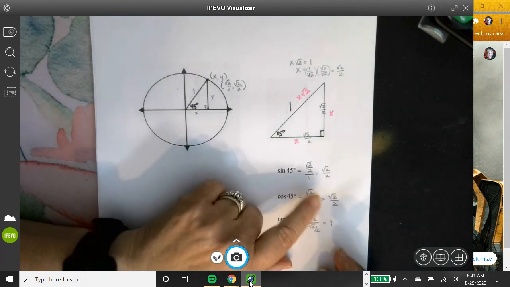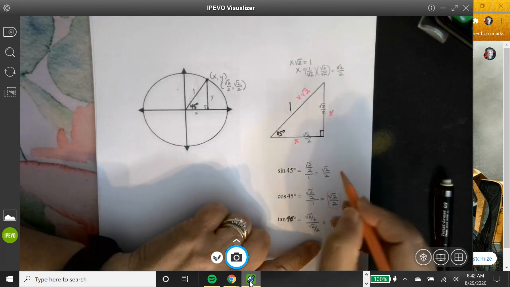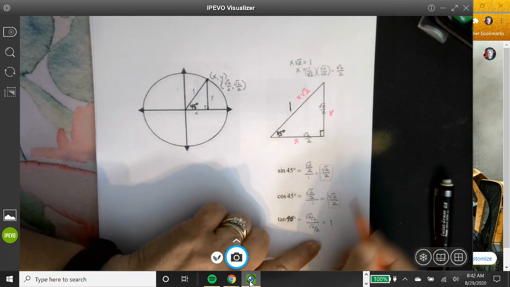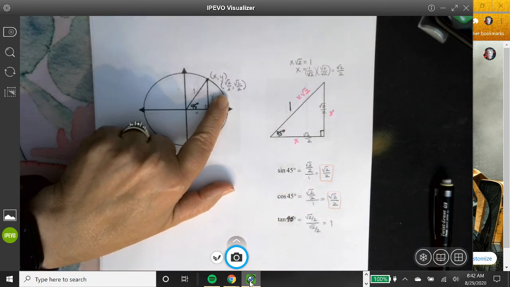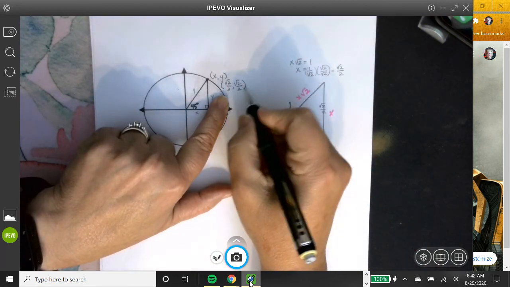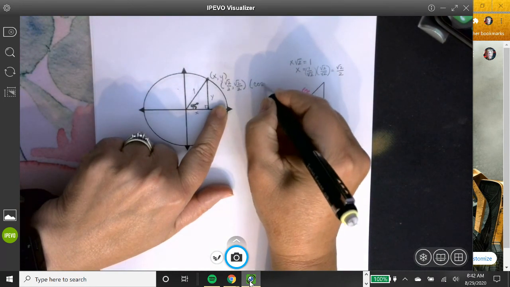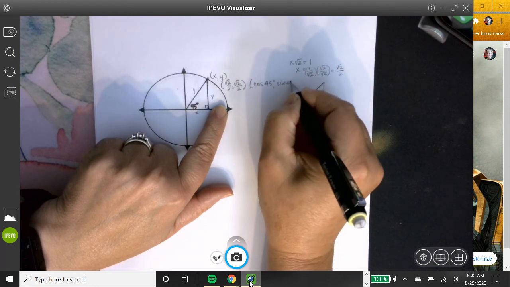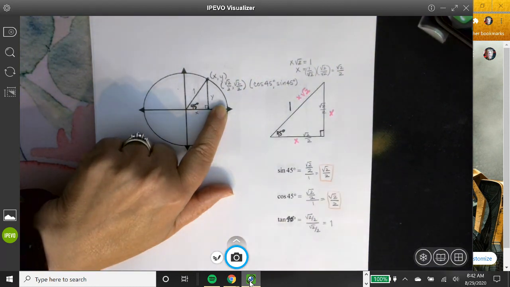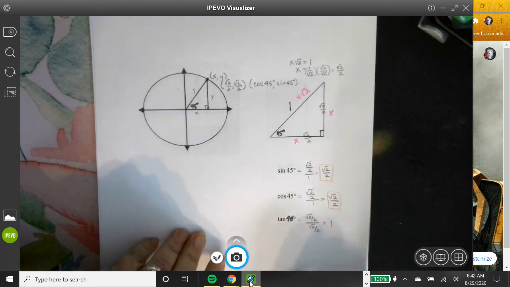Now, where have we seen these numbers before? Well, you know where I'm going, right? Because there they are right there, root 2 over 2, root 2 over 2. So we can say the same thing here. We can say that this point is also the cosine of 45 degrees, the sine of 45 degrees. Which is pretty cool. All right.